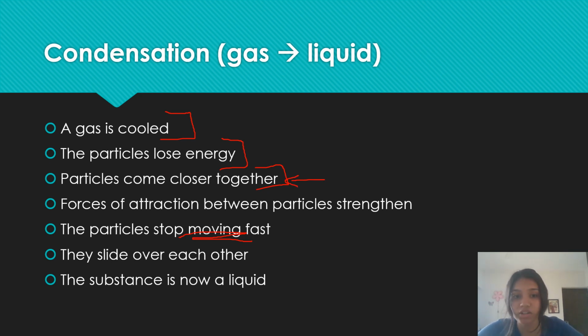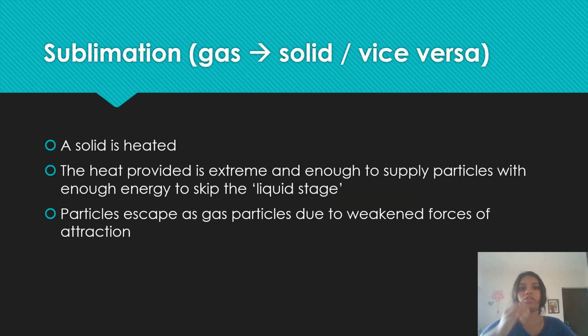which is also a result of forces of attraction strengthening between them due to lack of energy. Energy is taken out of them, so less energy is used to break the forces of attraction. So the forces of attraction are now stronger. The particles move slower and they come closer together. They start sliding over each other instead of bouncing off the surface of each other and colliding. So the substance is now liquid. Easy. Next. Sublimation. So this is basically gas to solid or solid to gas.